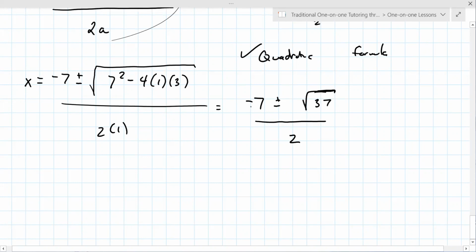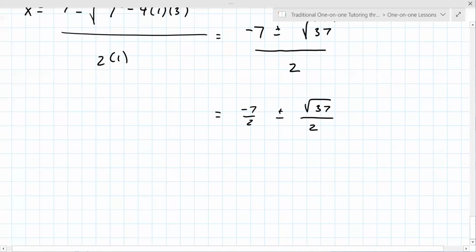Now we get to the part where it's like, here is what the instructors actually want. So this is the answer right here. You're done. But you need to pretty it up. You need to put it in a form that they like. So the first thing you do is you divide both of these by 2. Neither of these divide by 2, so it doesn't feel like it's getting any better, but that is what they want.